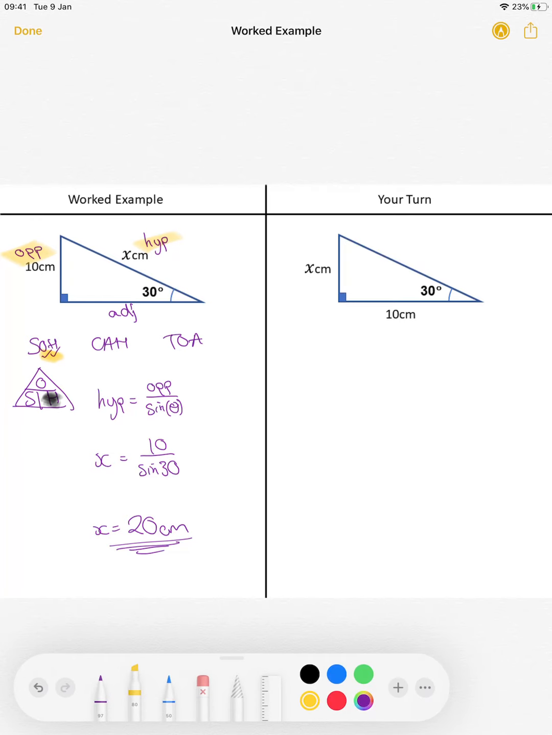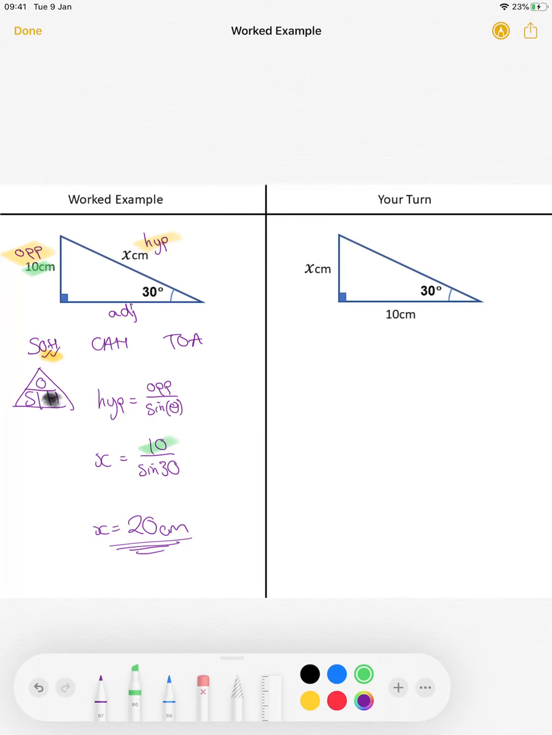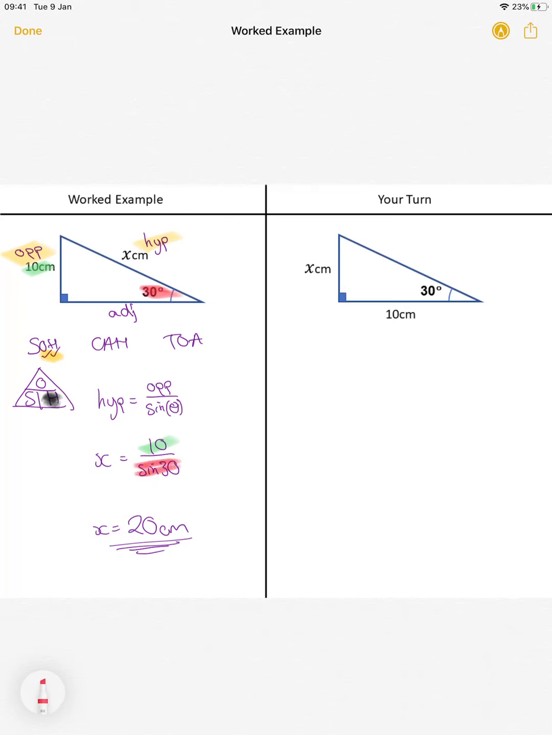Okay, next up then, I just subbed in my numbers. So opposite, I can see is 10 centimeters, so that's where that 10 comes from. Sine of the angle is what the S stands for, so sine 30 comes from there. Sine because it was to do with the SOH part of SOHCAHTOA. Then just type that into my calculator and I got 20. That was my final answer.